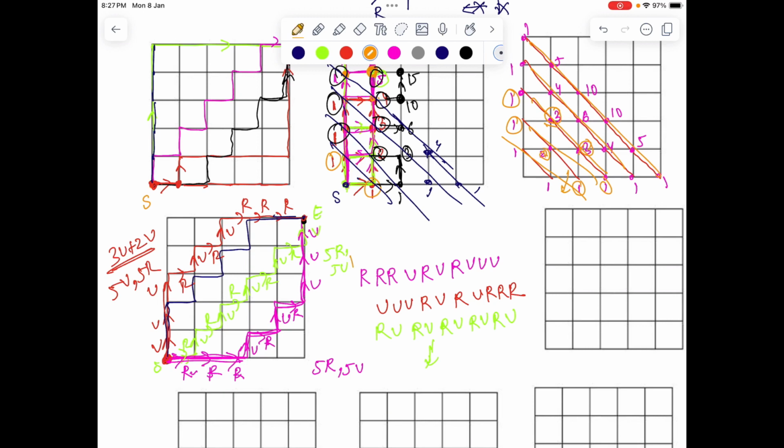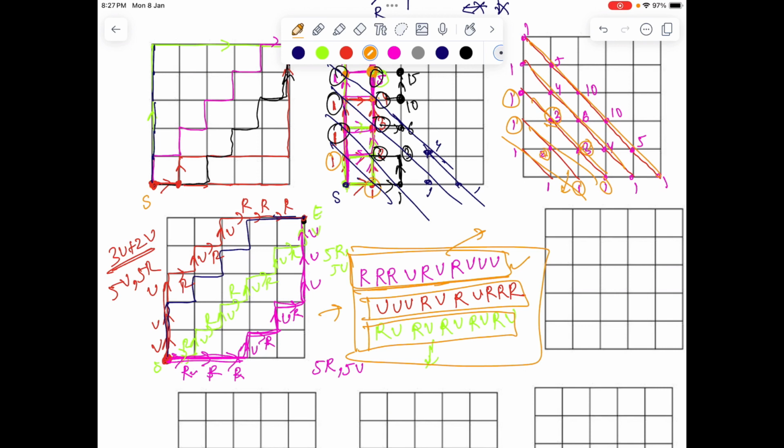Anyway, can you see something common in this? Basically, we have a string of 10 objects here, a string of 10 letters, which contains 5 right and 5 up. And in how many ways can you arrange this? Because what is counted in this string and this string is basically the same 5 right and 5 up together, but the arrangement is different, right?